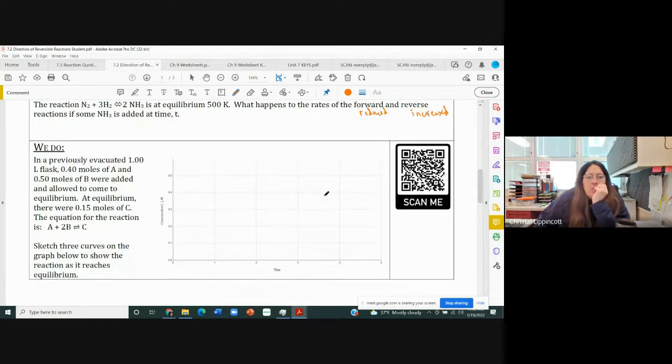All right. In a previously evacuated flask, we have now 0.4 moles of A and 0.45 moles of B, and they're allowed to come to equilibrium. At equilibrium, we have 0.15 moles of C. They want us to sketch the curves on here. So again, we're going to do an ice table.